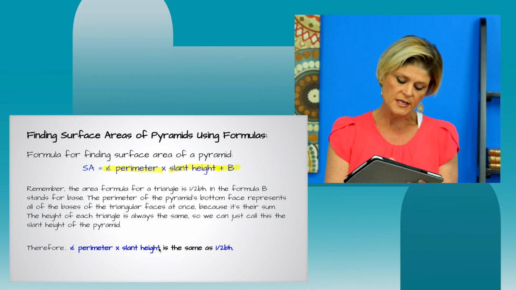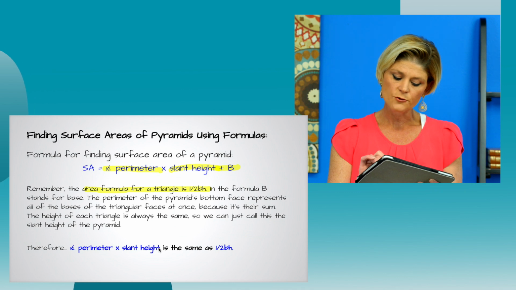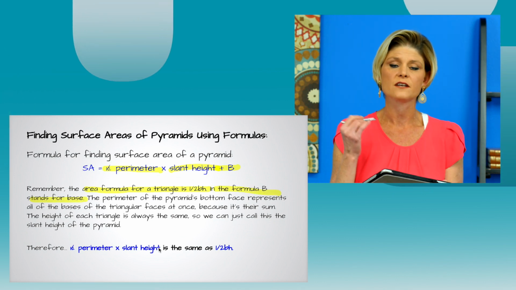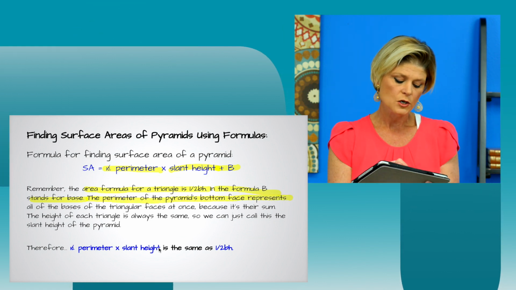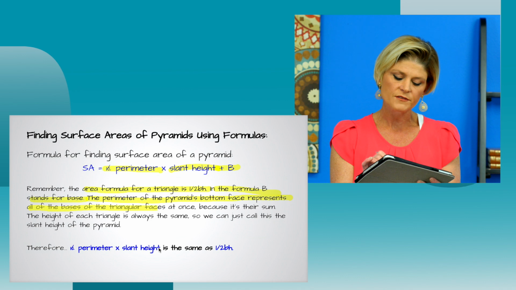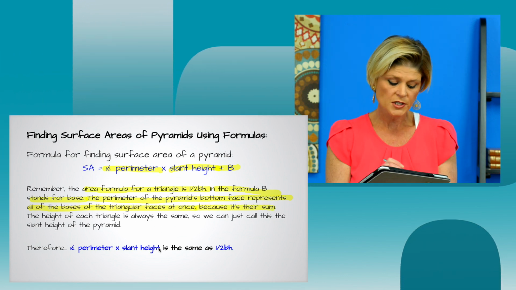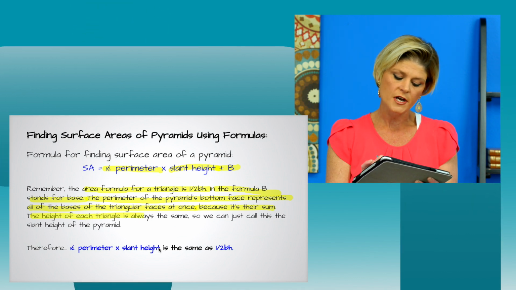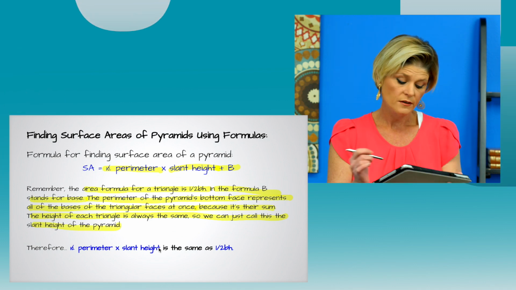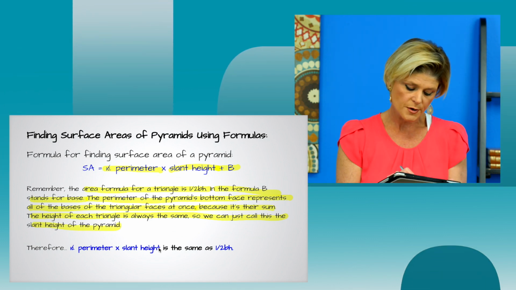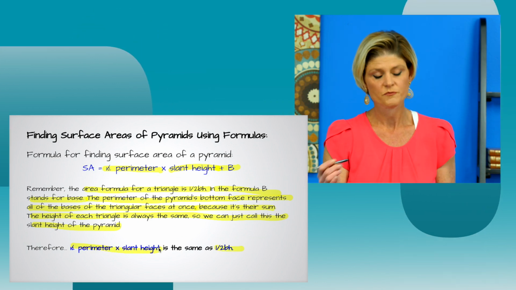So I want you to remember that the area formula for a triangle is 1/2 base times height. And in the formula B, that's going to stand for base. All right, so the perimeter of the pyramid's bottom face represents all of the bases of the triangular faces at once. So that's because it's their sum. So the height of each triangle is always the same. So we can just call this the slant height of the pyramid. So therefore, 1/2 perimeter times slant height is the same as 1/2 base times height.